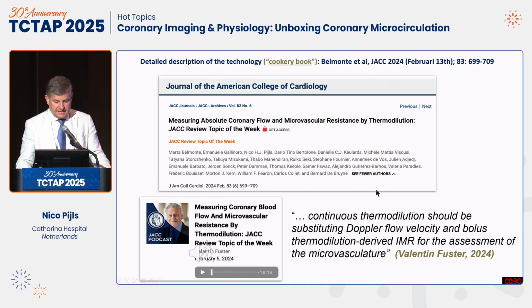If you would like to read it at your ease, you can look at this paper published a year ago in JACC by Marta Belmonte. It is a real cookery book describing the methodology step by step. It was accompanied by an editorial by Fearon and Fuster, who said continuous thermal dilution should substitute for Doppler flow and bolus thermal dilution for the assessment of the microcirculation. Thank you for your attention.